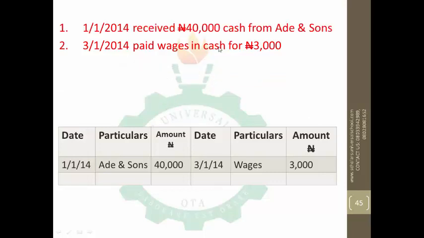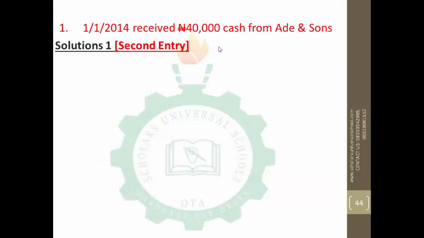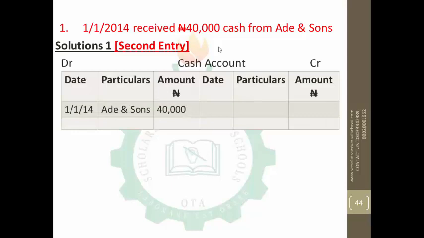Please, let's take a quick walk back to when we posted the second entry here. If you look at this cash account, you notice that we have already posted Ade and Sons. We have debited it 40,000 on the debit side. Now, if in this very question you are given any transaction that relates to the cash account, please don't open a separate cash account. Please do not forget that for any reason.